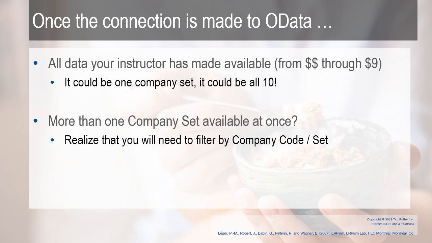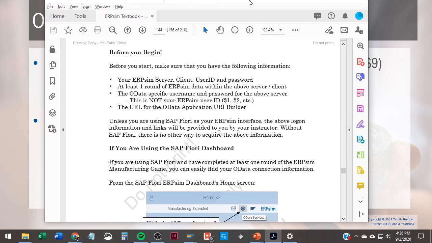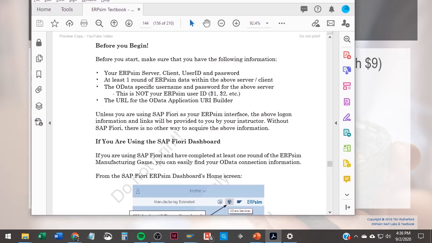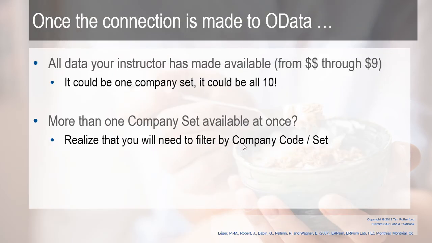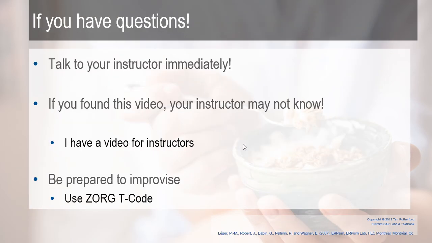Do realize that the data your instructor has set up for you could be anything from company set 1 through company set 9, so $1 through $9. It could be one company set, it could be all of them. If you have more than one company set, you need to filter for it. That is not something that's included within the textbook. That wasn't available before. You had to log on specifically to a client and a company code. Now you have access potentially to all of them.